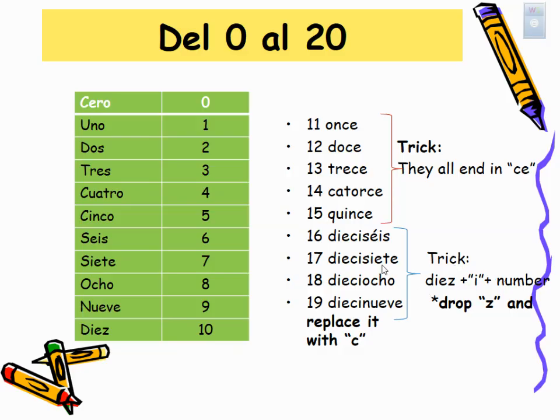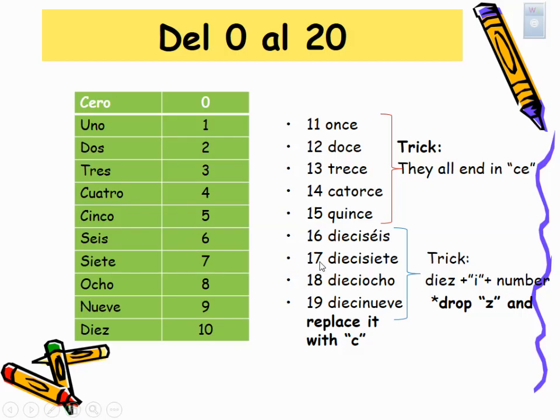So the trick is to think of the number 10 in Spanish, diez, and then you add an I, E, and then the number, the base number. These are your base numbers. So in the case of number 16, I see diez, and then I drop the Z, and I add a C, the I, and then I add my base number.